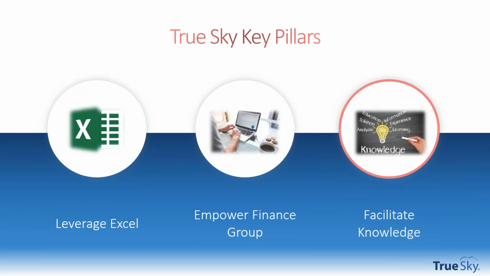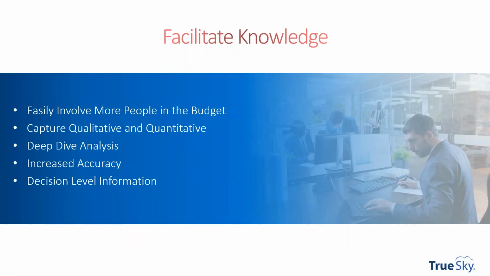Well, what is our final pillar? Well, we were there to help facilitate knowledge within your organization, right? So how do we do that? Well, one, we allow you to easily involve more people in the budgeting and forecasting process, right? More people that may be closer to the action, that know their little piece of the puzzle the best. So you kind of spread the workload and you get better quality information. And that shared knowledge can be used to get you better numbers. We allow you to capture qualitative and quantitative information.